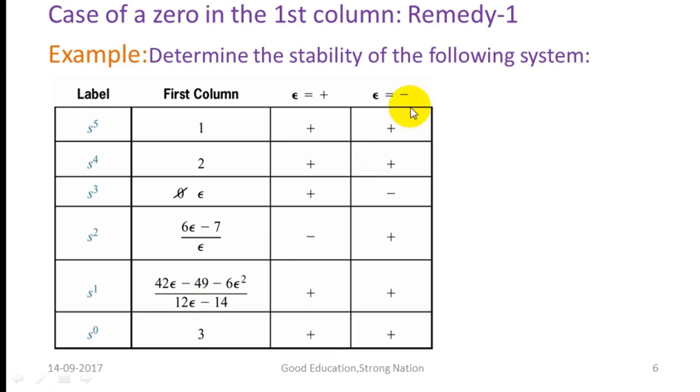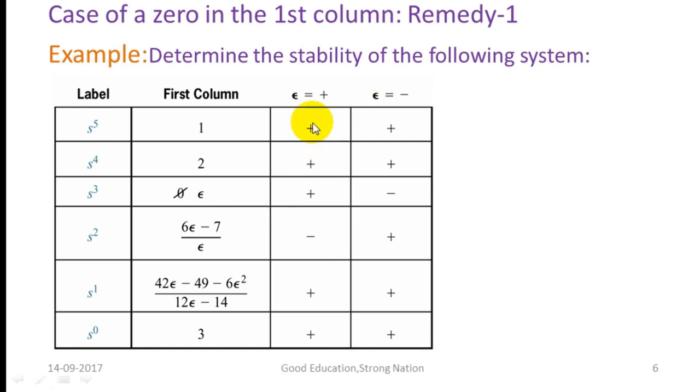Similarly, we can assume epsilon whether it is a small positive quantity or a small negative quantity, and correspondingly we are going to analyze the Routh table. So just to avoid any sort of confusion, let us assume that epsilon is a small positive quantity, and from now onwards we'll perform all our calculations while considering epsilon as a small positive quantity.